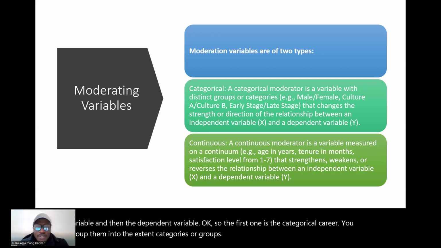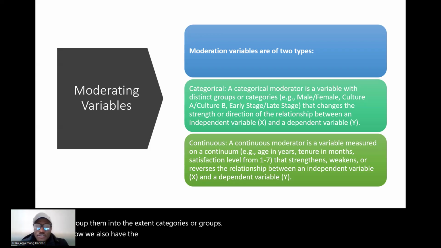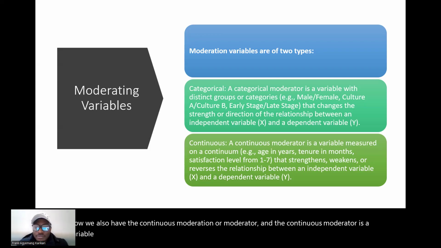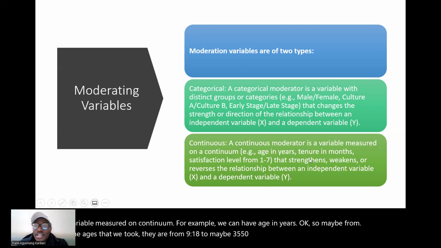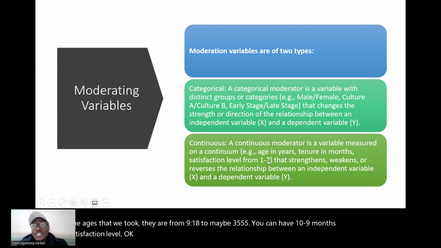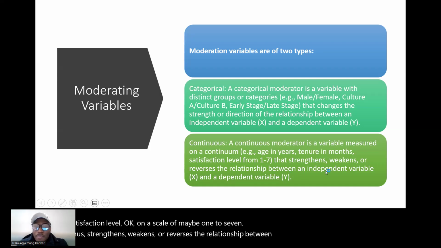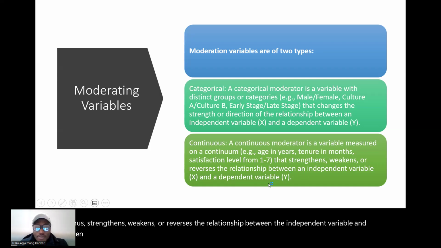Now, we also have the continuous moderator. A continuous moderator is a variable measured on a continuum. For example, we can have age in years, so maybe from the ages that we took, they are from 18 to maybe 35, 55. You can have tenure in months, satisfaction level on a scale of maybe 1 to 7. That strengthens, weakens, or reverses the relationship between the independent variable and the dependent variable.